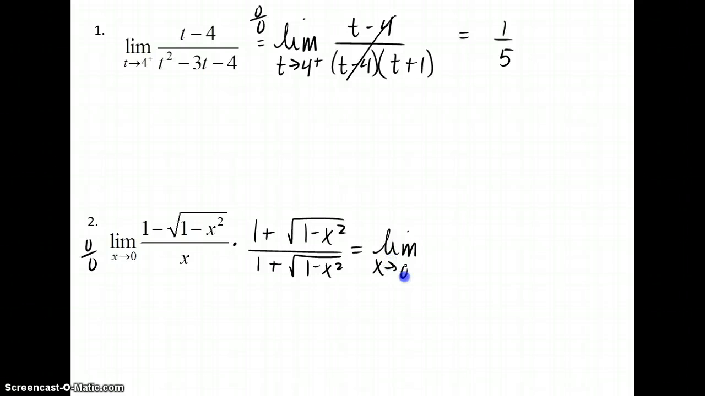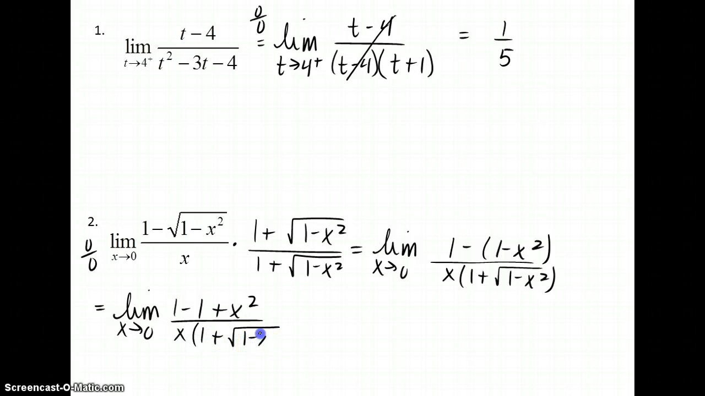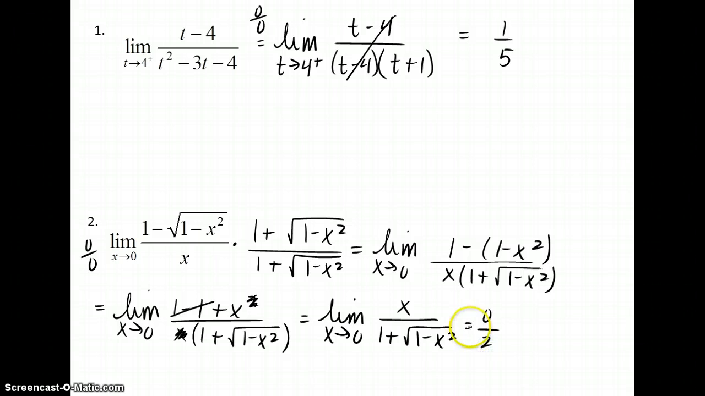So on the bottom, don't distribute. Keep it in factored form. So 1 minus, make sure you keep what's underneath the radical in parentheses to distribute that negative. Okay, the 1's cancel, and x from the top will cancel with an x from the bottom. So it becomes the limit as x approaches 0 of x over this denominator. A direct substitution would give us 0 over 2, so the limit is 0.